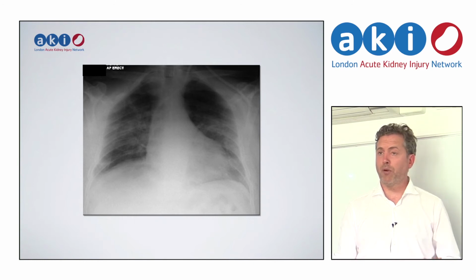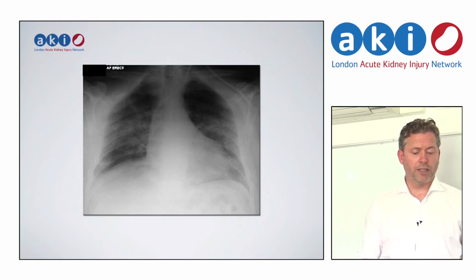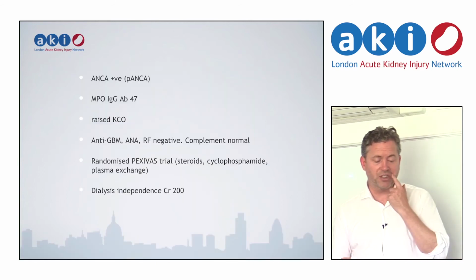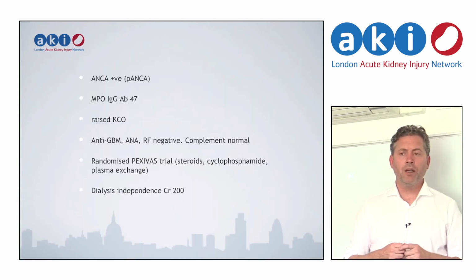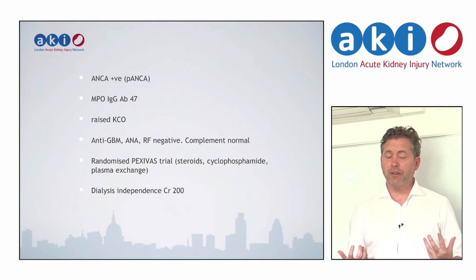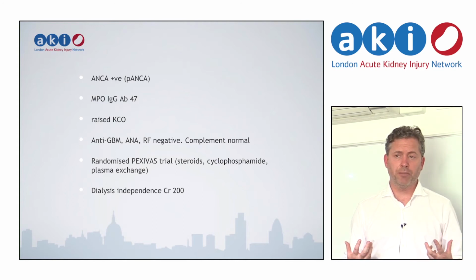In this case, we have a falling hemoglobin with a likely vasculitic renal disease. So this is pulmonary hemorrhage due to pulmonary vasculitis. This patient was found to be ANCA positive, P-ANCA, and they had a reasonably high MPO titer. They had a raised transfer factor on lung function testing in keeping with pulmonary hemorrhage.